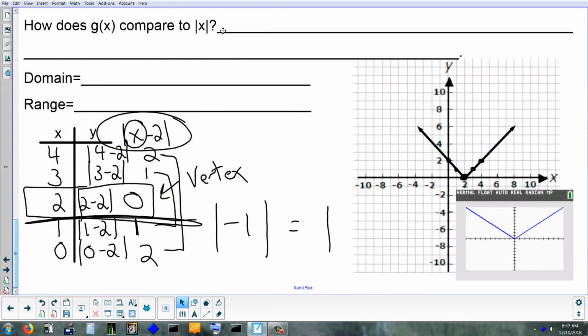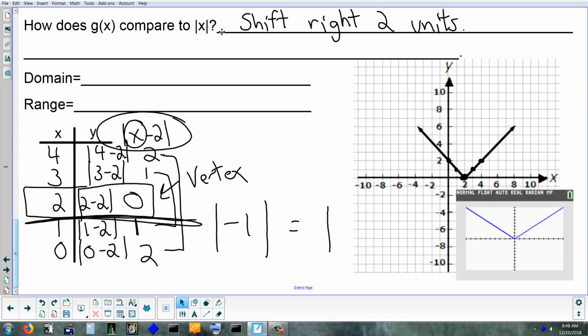Shift right 2 units. It's going to shift right 2 units. Remember, it's on the inside. Inside means opposite. Inside always also means horizontal, right? Left to right. There's your description.